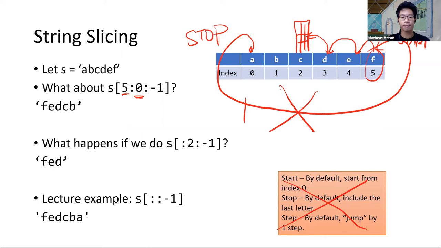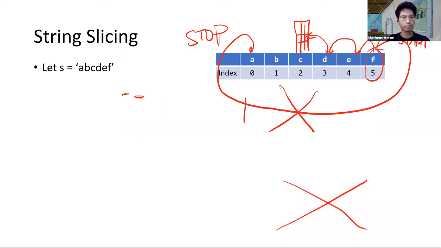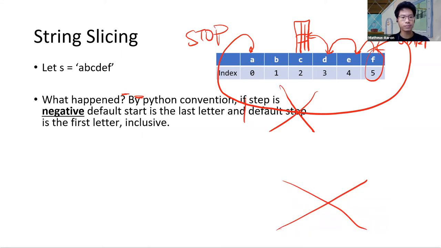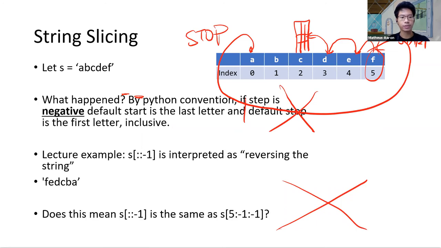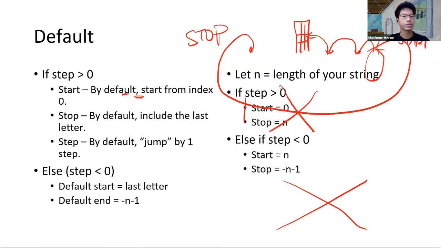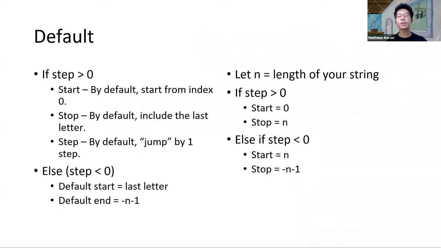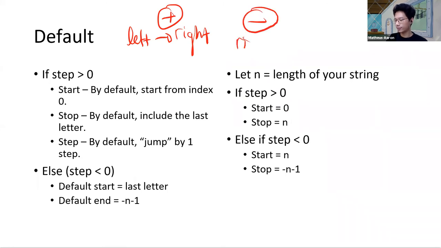So in recap, if step is positive, the start will be at the beginning and the stop will be at the end. The start will be at the left, basically. If step is positive, you go from left to right. If it's negative, you go from right to left, including the start and stop position.